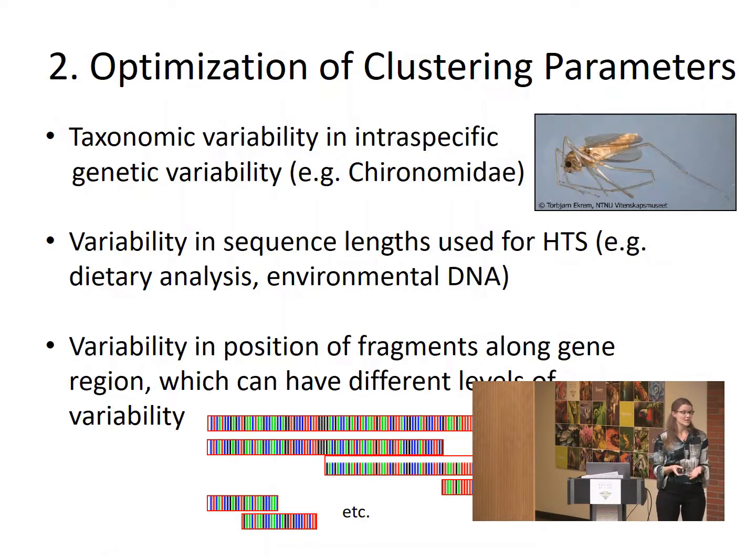So there's been a great increase in studies of diet, for example, studies of environmental DNA, or museum specimens, or other conditions where DNA may be degraded. So we have variability along the barcode marker in terms of where these shorter sequences lie. And so we see variation in sequence length as well as position. And sometimes those may fall in higher variability regions of our marker genes, or sometimes in lower variability regions. So this project will be about trying to optimize the parameters for clustering OTUs under these varying conditions.